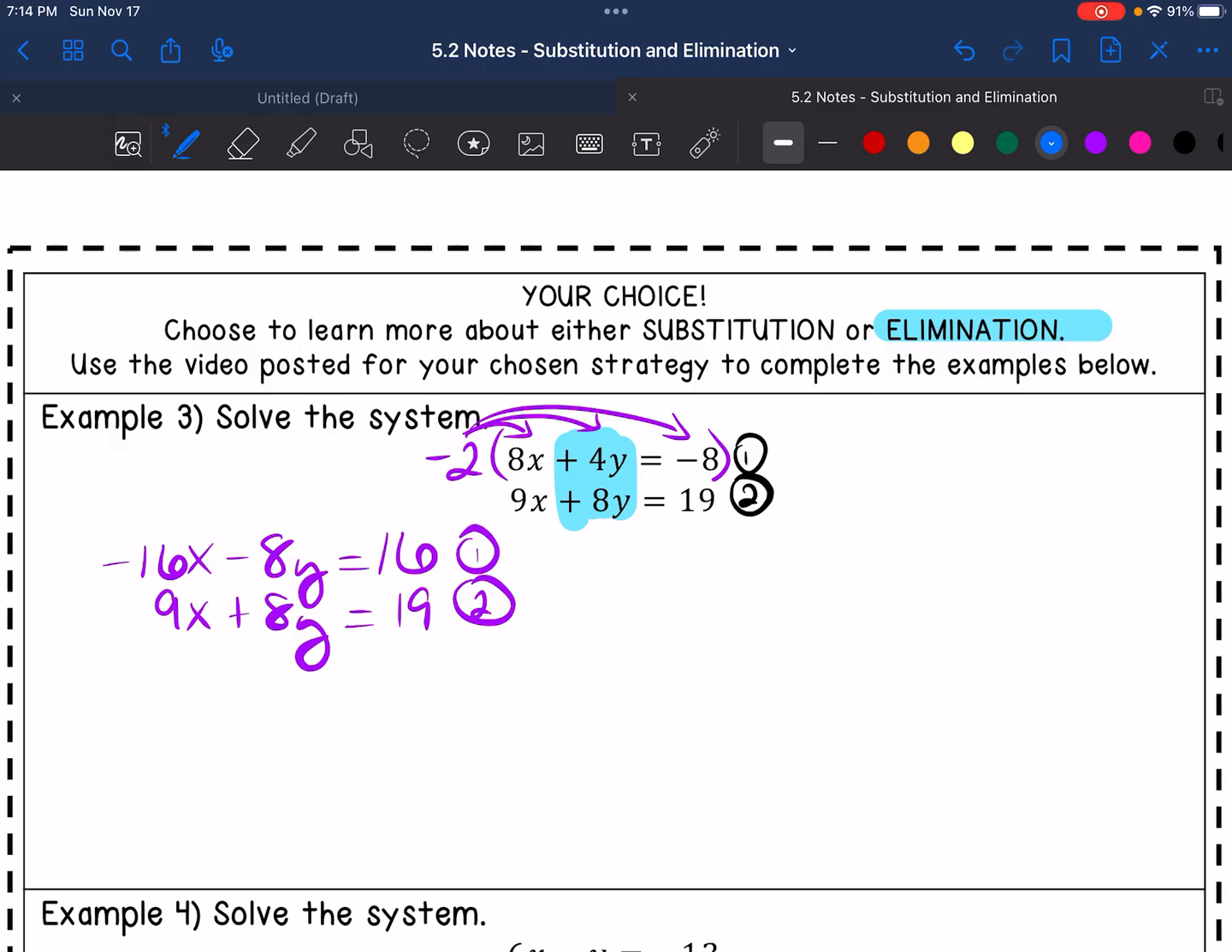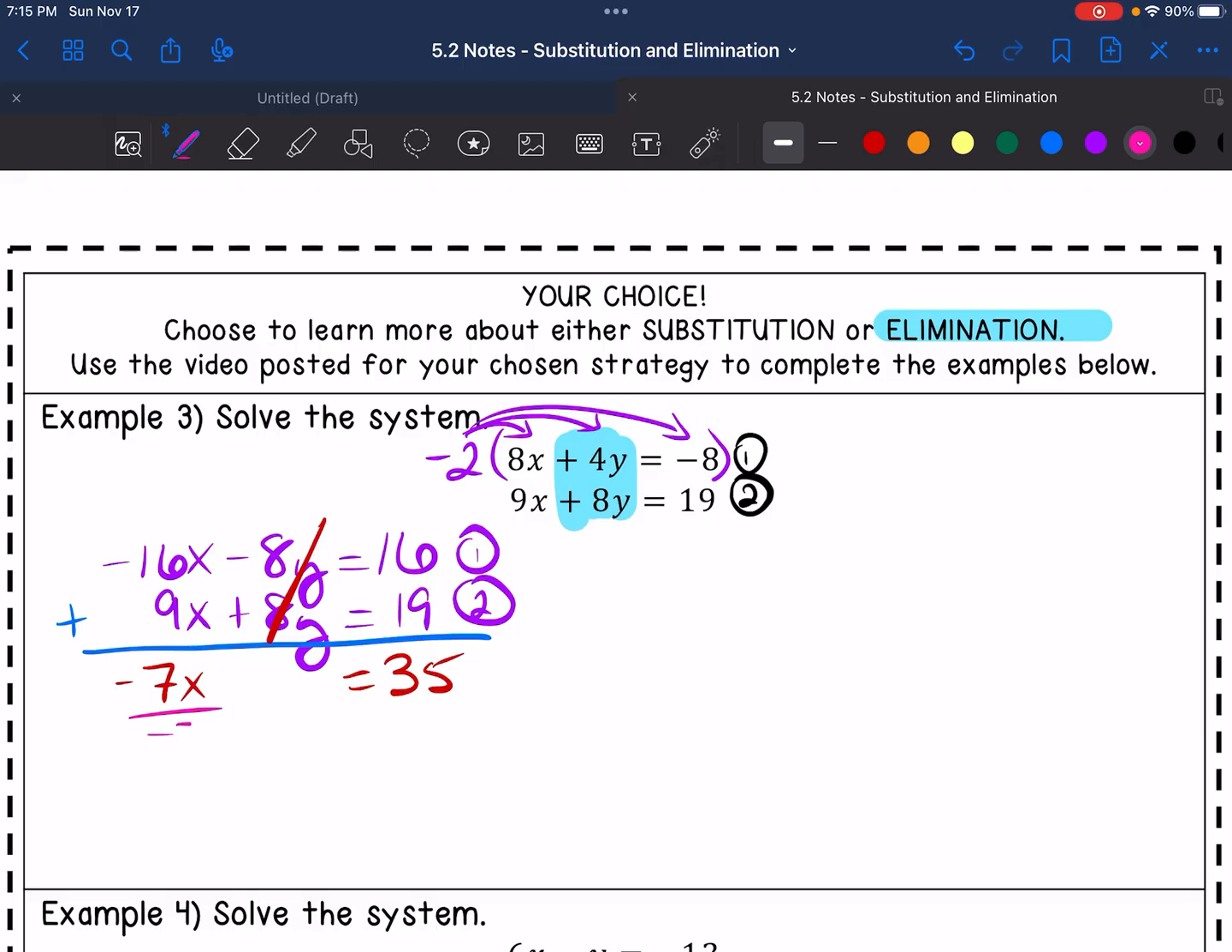Now that my y's are the same number but opposite signs, I'm going to combine my like terms through the two equations. So negative 16x plus 9x gives me negative 7x. And then negative 8y plus 8y cancels out and makes a 0, so it's gone. And then 16 plus 19 is 35. So now I have negative 7x equals 35.